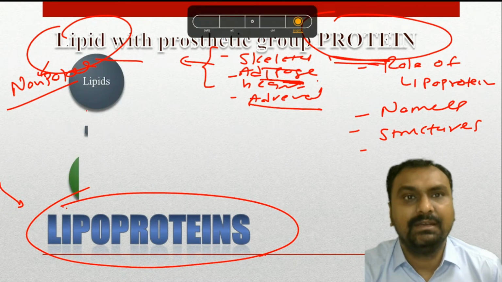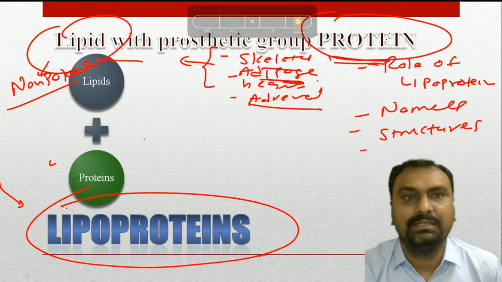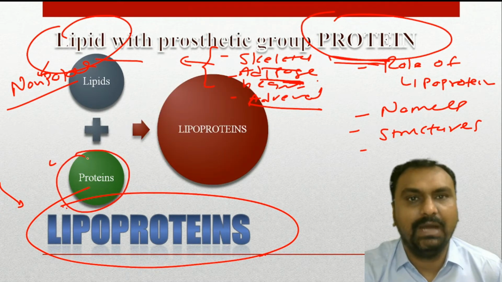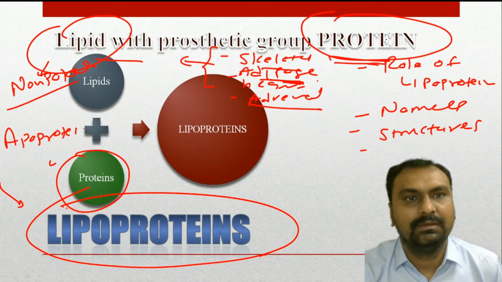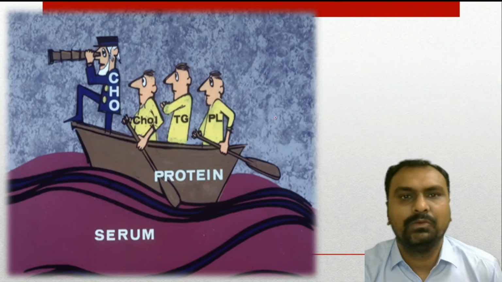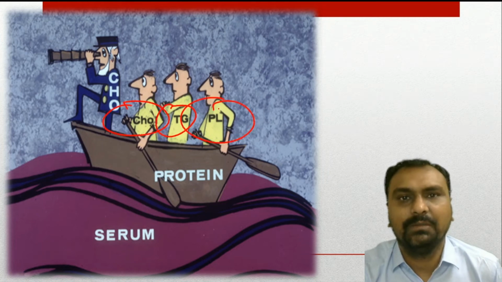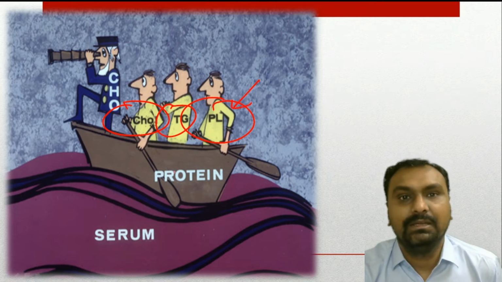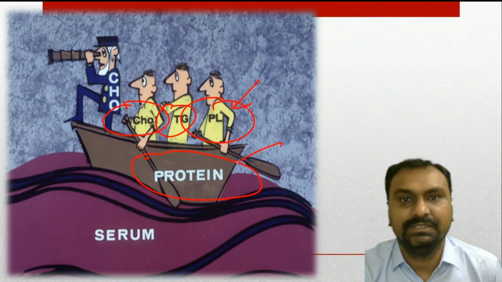So you can see here, lipids plus protein will constitute your lipoproteins. The protein part of the lipoprotein is called the apoproteins. You can see here in the serum, cholesterol, triglyceride, and phospholipid, because they are hydrophobic in nature, will be transported with the help of a boat, which is a protein.